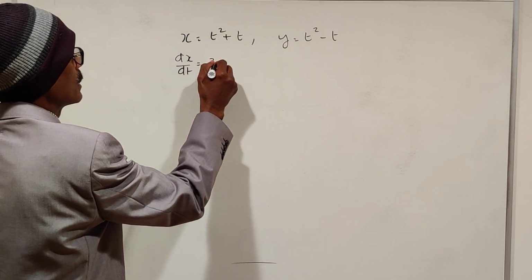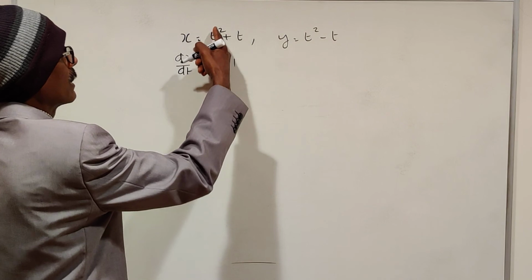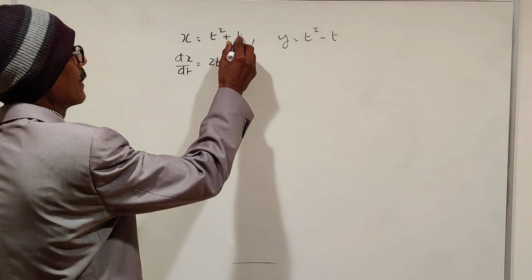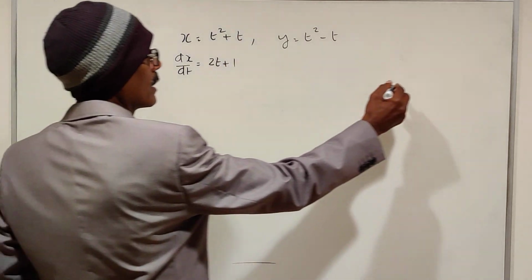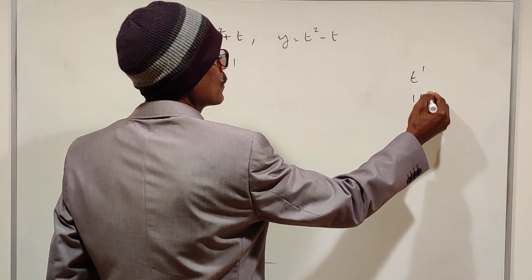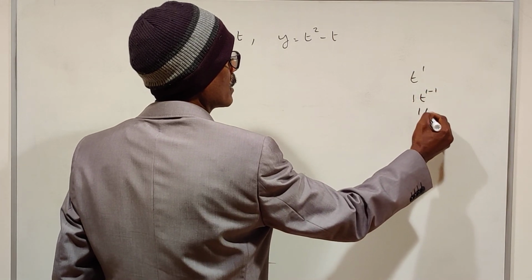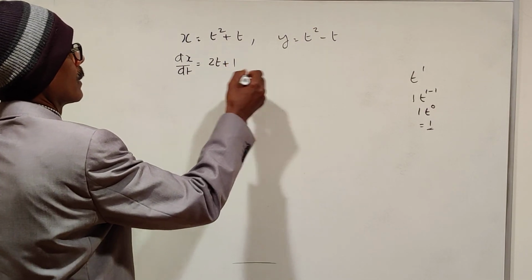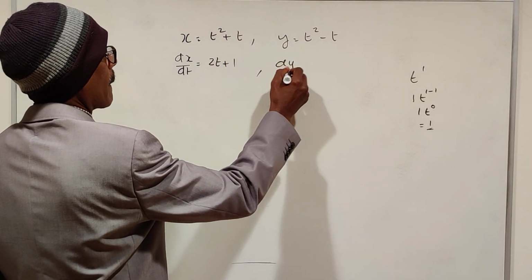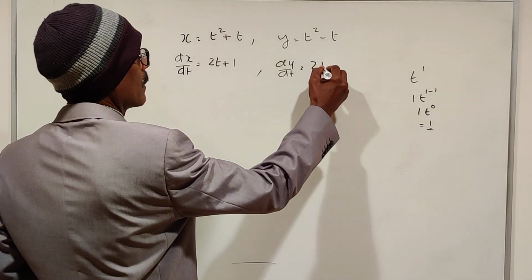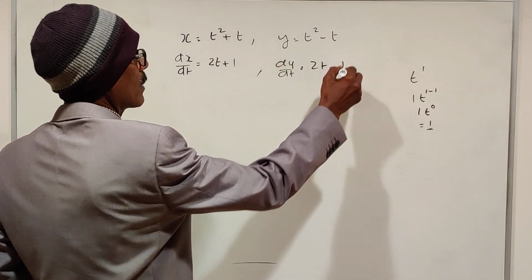equals 2t plus 1. Derivative of t square is 2t, and the derivative of t is t raised to 1, which gives 1 times t raised to 1 minus 1, that is t raised to 0, which is 1. Then dy by dt equals derivative of t square is 2t minus derivative of t is 1.